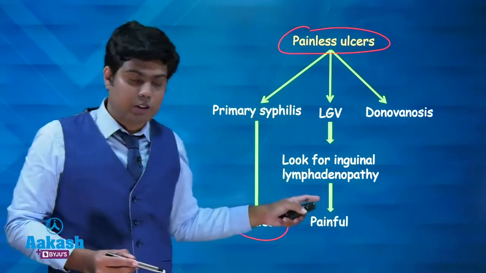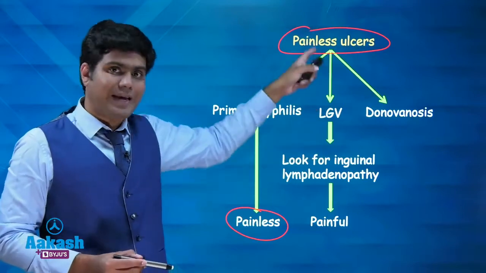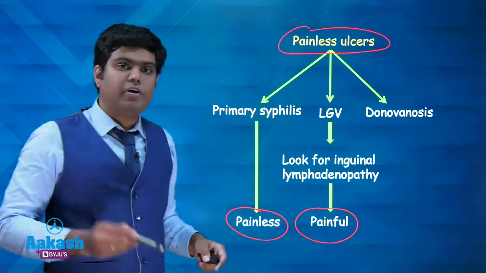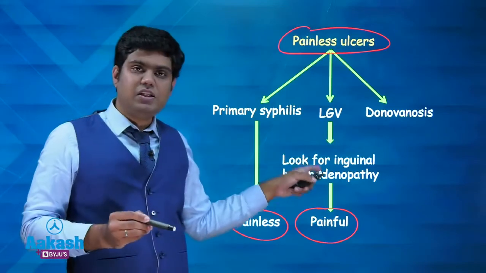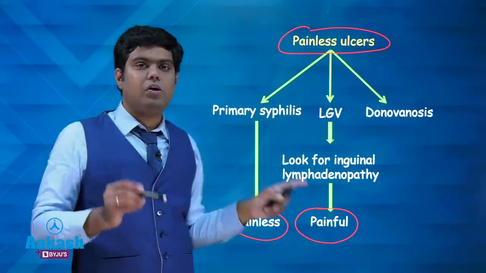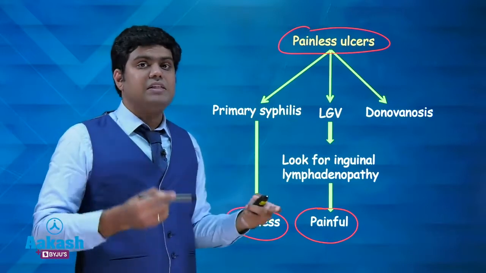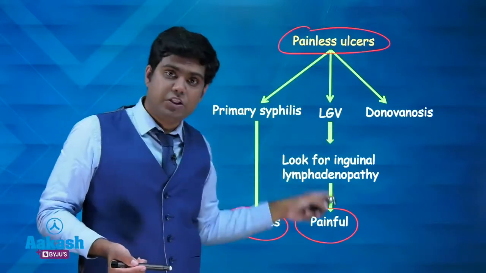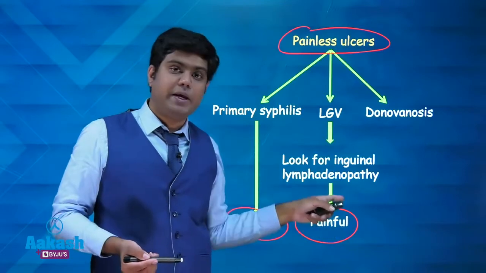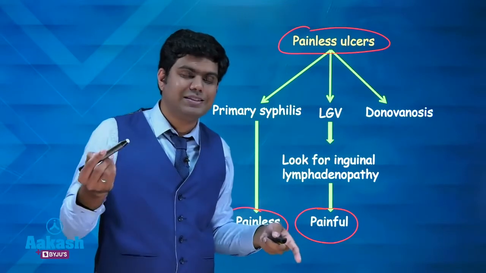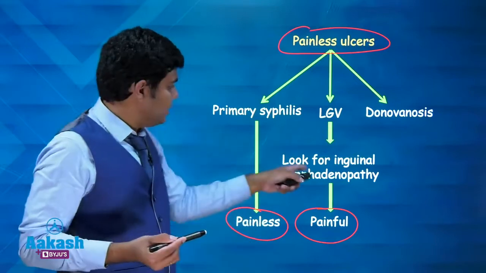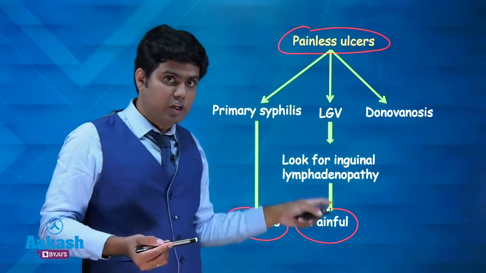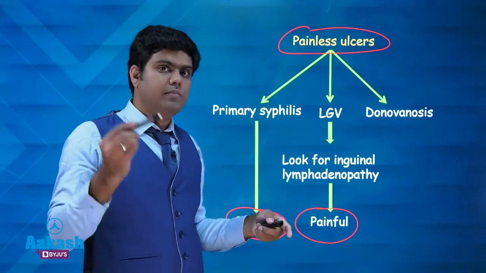This flowchart is very important. LGV, what about LGV? Painless ulcer, but painful lymphadenopathy. One more important finding here in LGV is that lymphadenopathy and ulcer will not happen at the same time. LGV has three stages. Stage 1, it will have a painless ulcer. Stage 2, it will have painful lymphadenopathy. Stage 3 will be elephantiasis, lymphatic obstruction, right? So LGV has stages: first stage is ulcer, second is lymphadenopathy, number 3 is blockage of lymphatics.